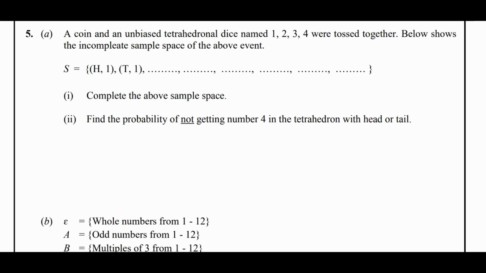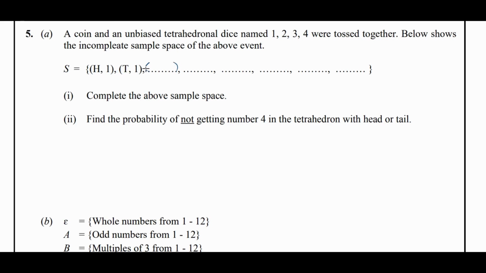Question number 5, sets and probability. Part A, a coin and an unbiased tetrahedral dice numbered 1, 2, 3, 4 were tossed together. Below shows the incomplete sample space of the above event. Here we have seen S equals H1, T1. Part 1 is asking to complete the above sample space. Then we have to write all the possible outcomes.